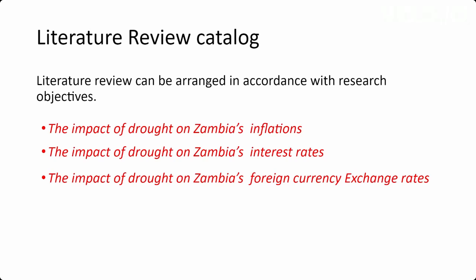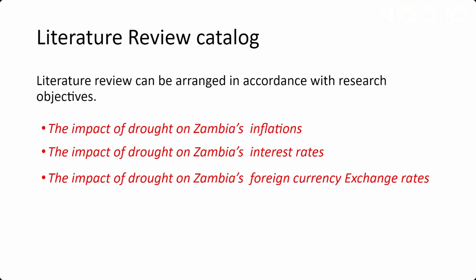So we are maintaining the example of drought in Zambia, and the main objective was to find out the impact. The aim of the research was to find out the impact of drought on Zambia's economy. So that economy has been broken down into inflation, interest rate, and foreign exchange. So please, if you haven't seen those other videos, it's better you start from there. That's when you are going to catch up with this example.